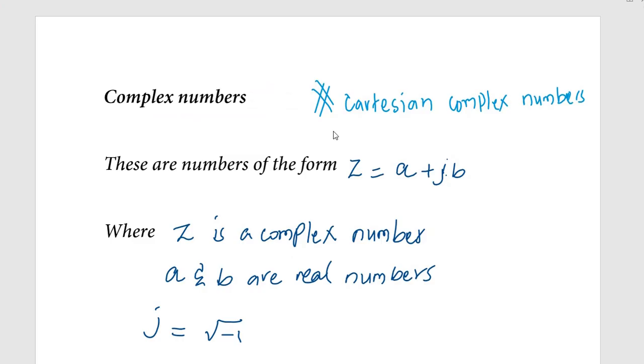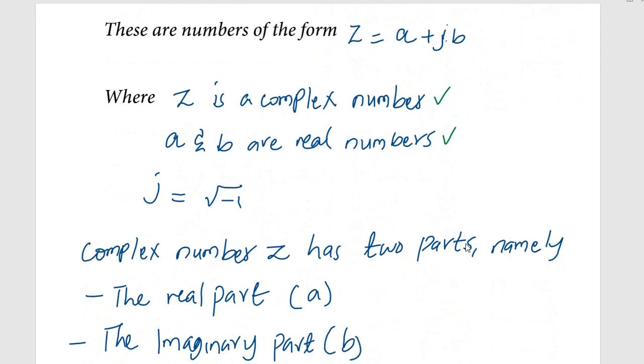Hello friends, in this discussion we are going to look at complex numbers, and the type of complex numbers we are going to look at in particular are Cartesian complex numbers. These are numbers of the form z is equal to a plus jb, where z is a complex number and a and b are real numbers. We know that j is equal to the root of -1.